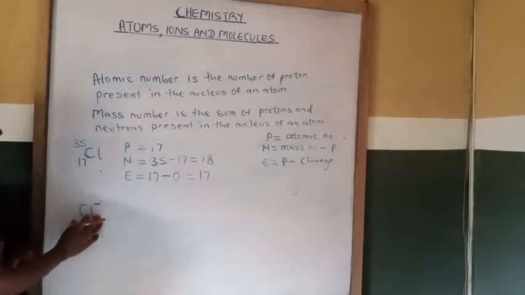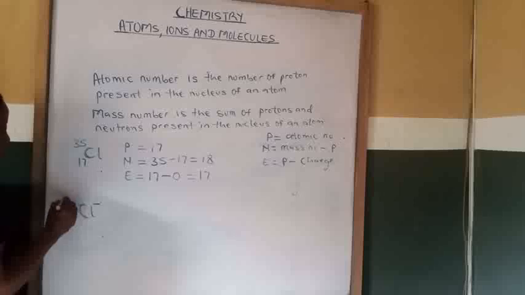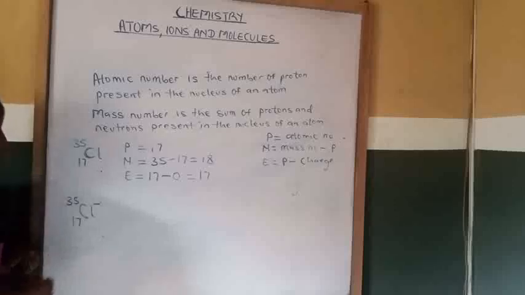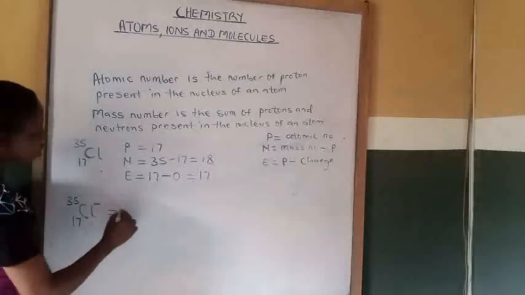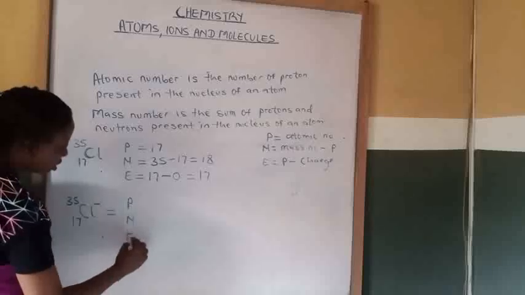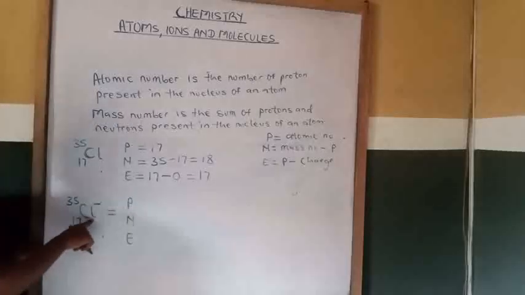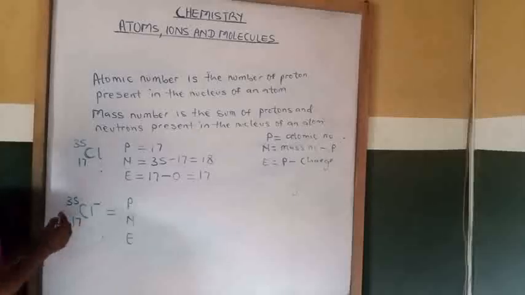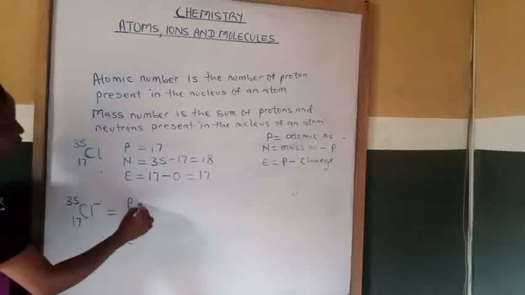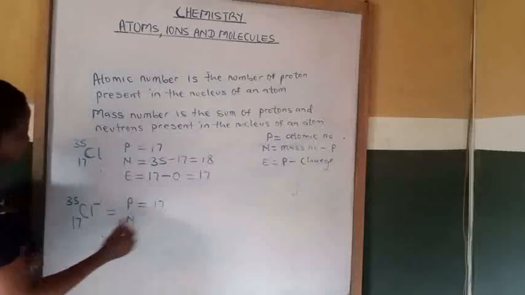Now, this is the chlorine ion. This is an ion. So the mass number remains as 35. Then the atomic number remains as what? As 17. So let's calculate the number of protons, neutrons, and electrons for the chlorine ion. Now, what is the number of protons? The number of protons equals the atomic number, which is 17.